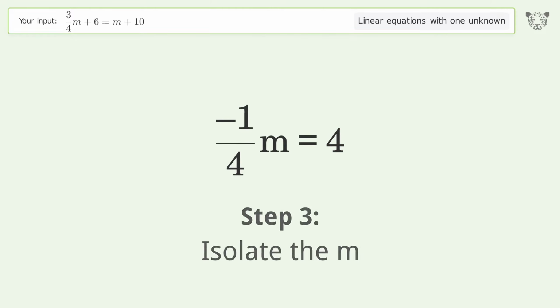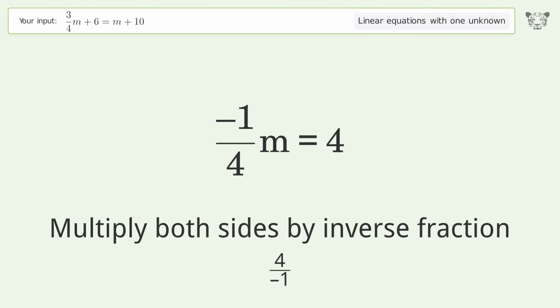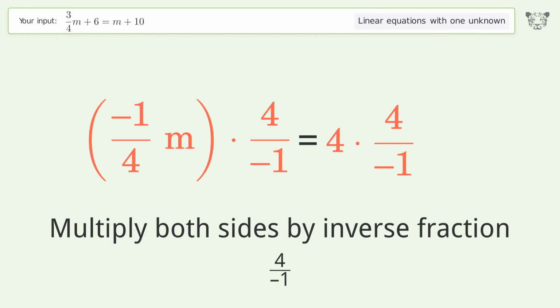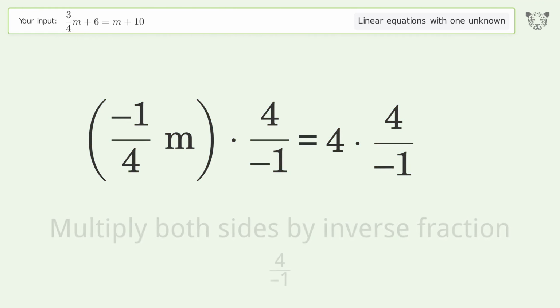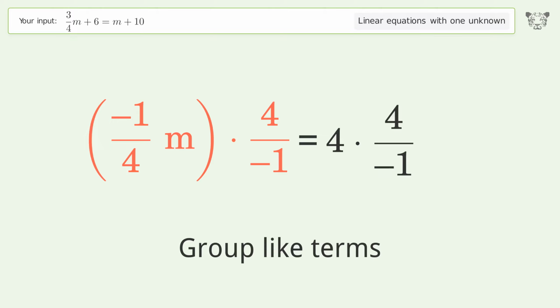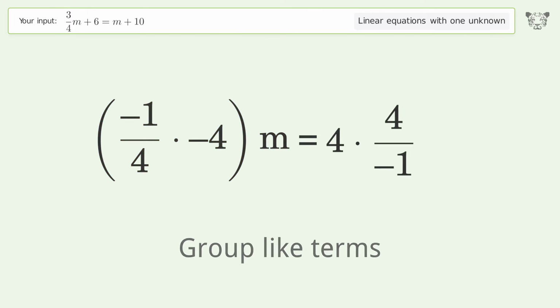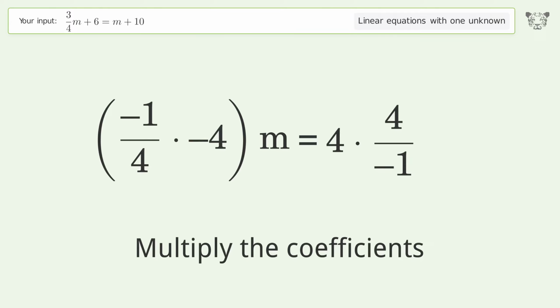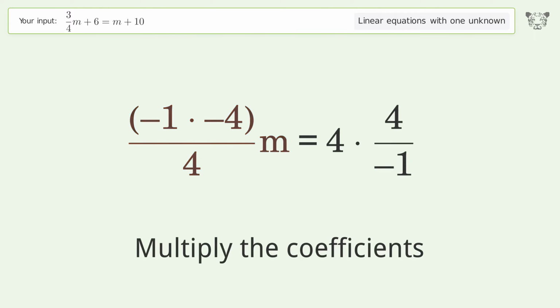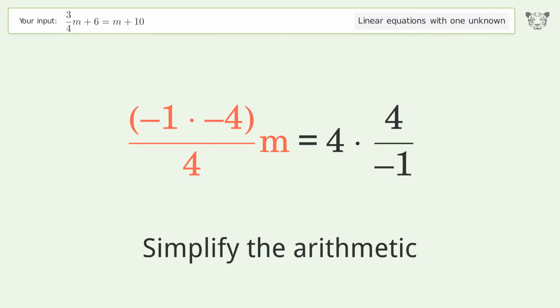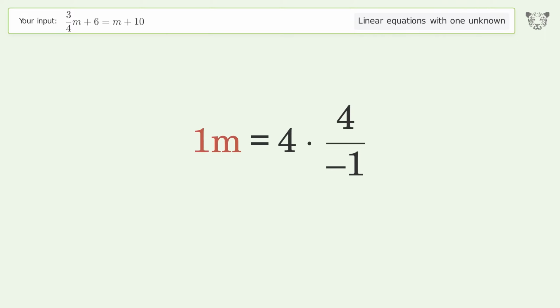Isolate the m. Multiply both sides by inverse fraction 4 over -1. Group like terms. Multiply the coefficients. Simplify the arithmetic. And so the final result is m equals -16.